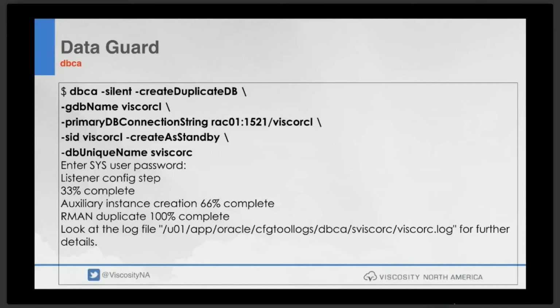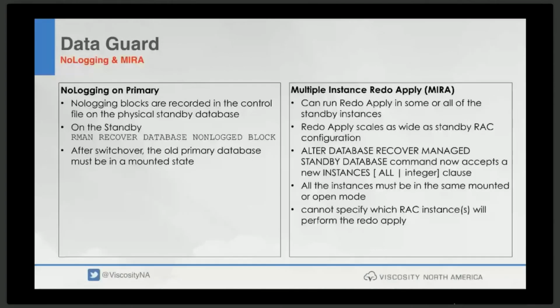So mentioned earlier, MIRA, no logging, right? No logging blocks are recorded in the control file in the physical standby, and I can leverage the RMAN command to recover no log blocks. So it simplifies the no logging activity recoverability substantially. And from a MIRA perspective, I can run redo apply on some or all of those standbys. We just don't get control over where it happens. You can only specify it in the form of an integer.